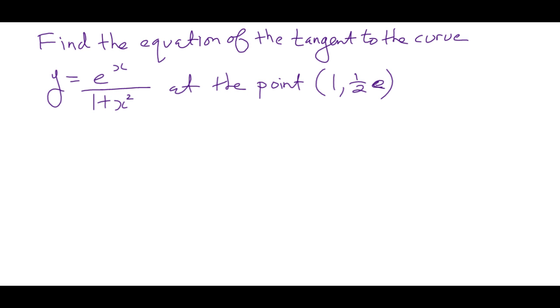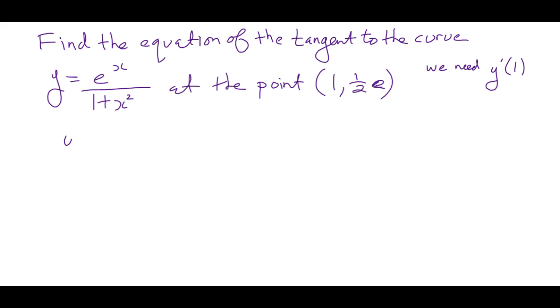Find the equation of the tangent to the curve, e to the x over 1 plus x squared, at the point 1, comma, 1/2 e. Right? So the x value is 1 and the y value is 1/2 e. So what are we really looking for, right? We're looking for y prime at 1. Right? That's what we're looking for. Okay, so we need y prime at 1. Y prime gives the slope of the tangent, right? And we want it at that point, so we need y prime at 1.